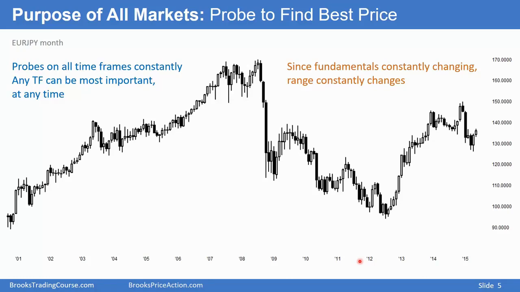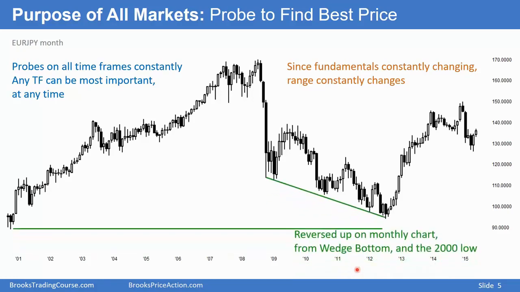Fundamentals are constantly changing. There are countless variables. It's impossible to know all of the variables. The result is the fair price is constantly changing as well. We have a very strong bear breakout on the monthly chart, yet the market reversed up here. Why? At the bottom of a channel, and it's a wedge channel. I could draw a trend line across the top, but this is a wedge bottom with a decent looking buy signal bar. It's also reversing up near the 2000 low. This low is also a test of the low back in 2000. Support.